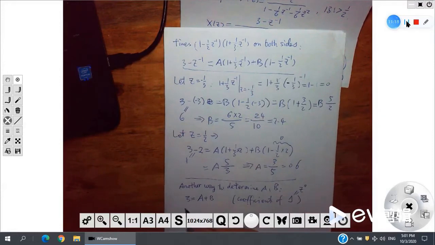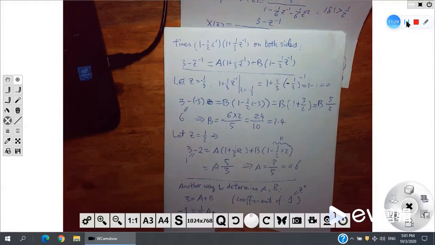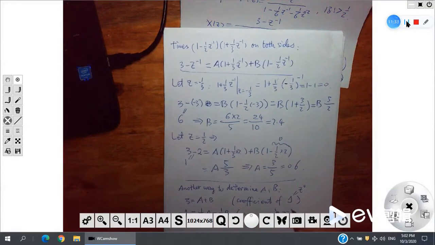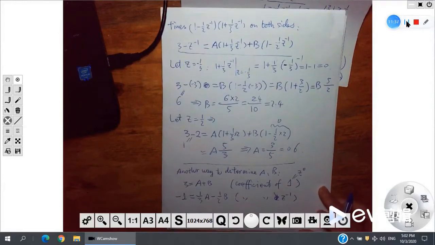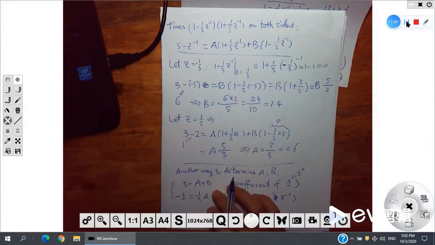And negative 1 equals 1/3 a minus half b. This is the coefficient of z to negative 1. Got it? So we have two equations, right? Then we try to solve these equations to determine a and b.